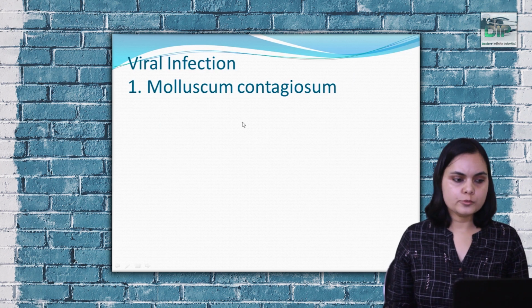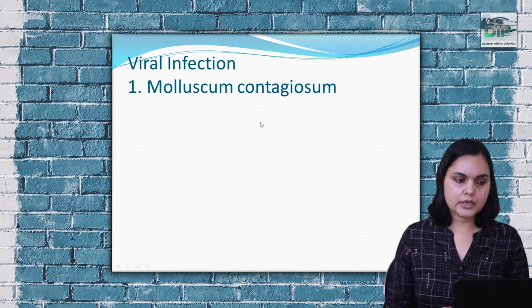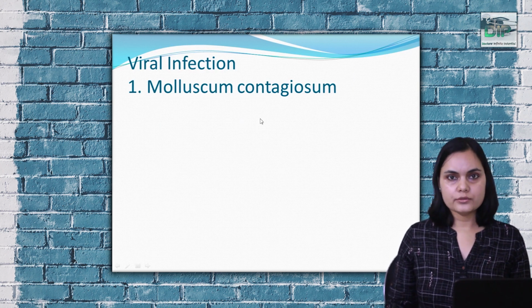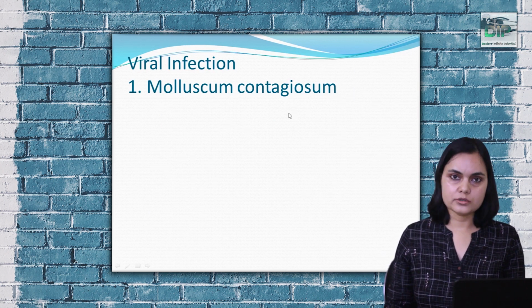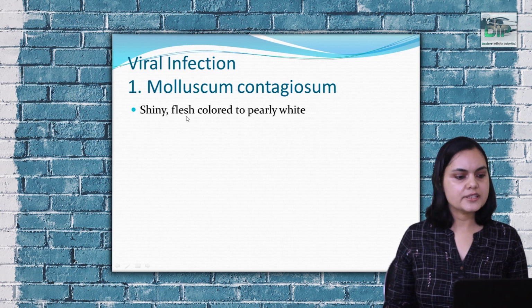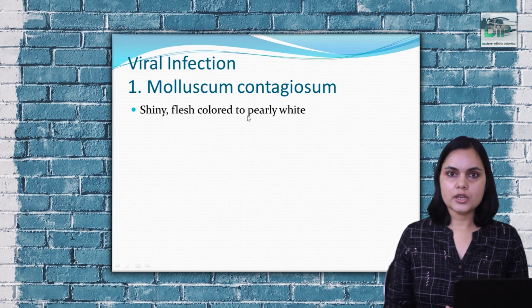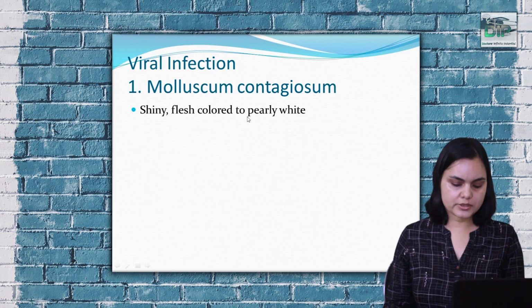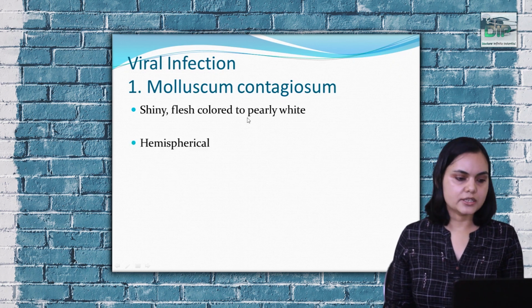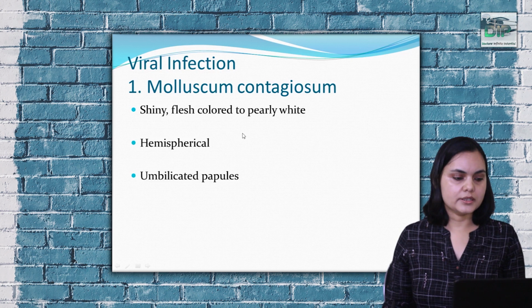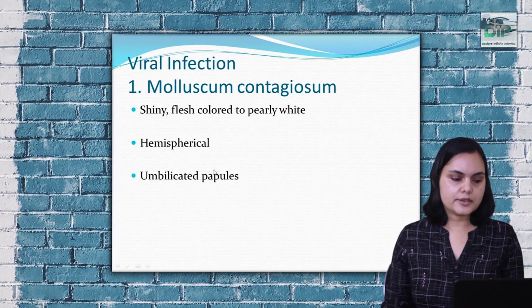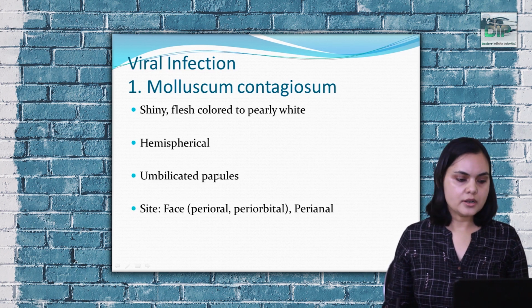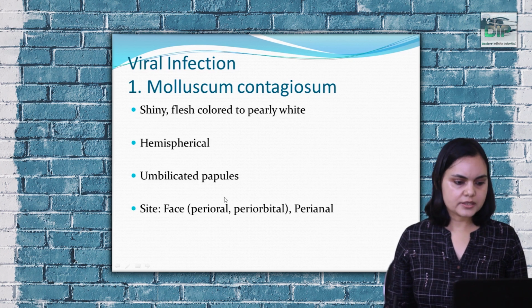Now I'd like to move towards viral infection. The most common viral infection in the pediatric age group is molluscum contagiosum. It presents as shiny flesh-colored to pearly white papules, hemispherical in shape, and they have characteristic central umbilication, an umbilicated papule with central depression. The most commonly affected area is the face.